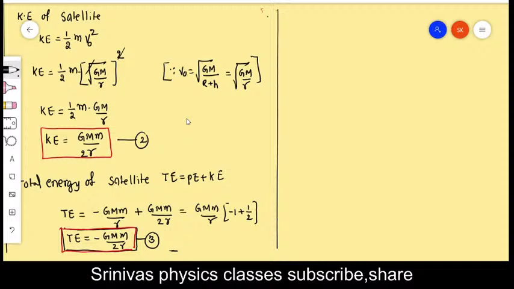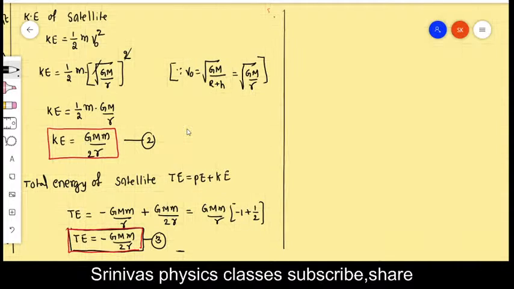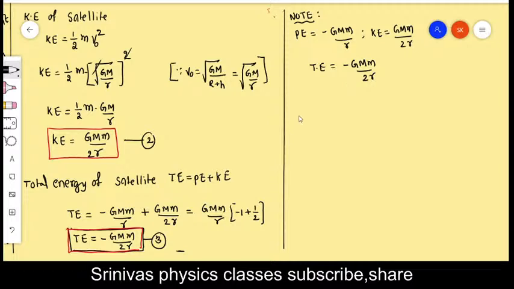Let us start. I want the relation. Write in the note: the potential energy formula is minus GMm by r. The kinetic energy formula is GMm by 2r. The total energy formula is minus GMm by 2r. I want the relation between these, first the relation between the total energy and the kinetic energy.